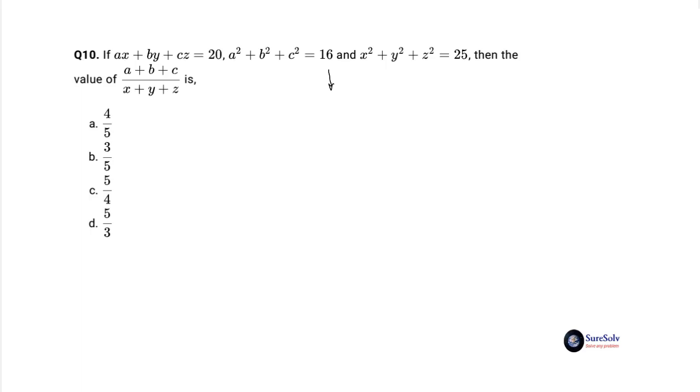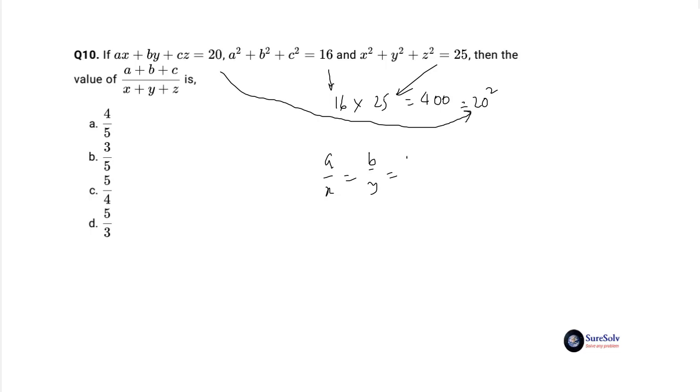It took a few moments to discover the key pattern that the value of the product of the RHSs of the second and third given equations, that is 16 multiplied by 25 is 400, and that is equal to the square of the RHS of the first given equation, which is 20 square. So by variable ratio equality concept, it follows that the ratios of the two sets of three variables are equal. That is, A by X equal to B by Y equal to C by Z equal to, say, P. It follows A equal to XP, B equal to YP and C equal to ZP.